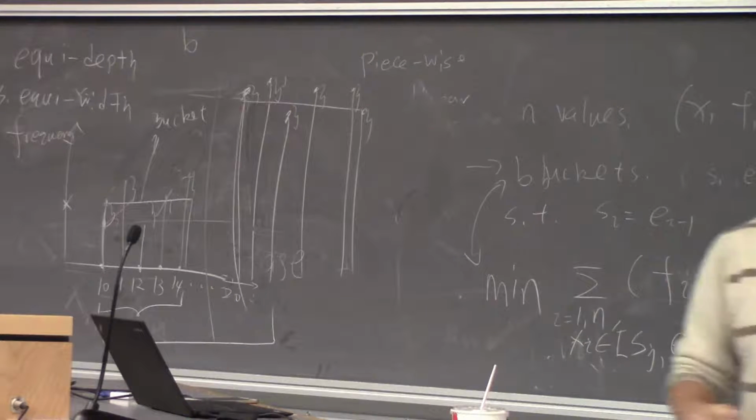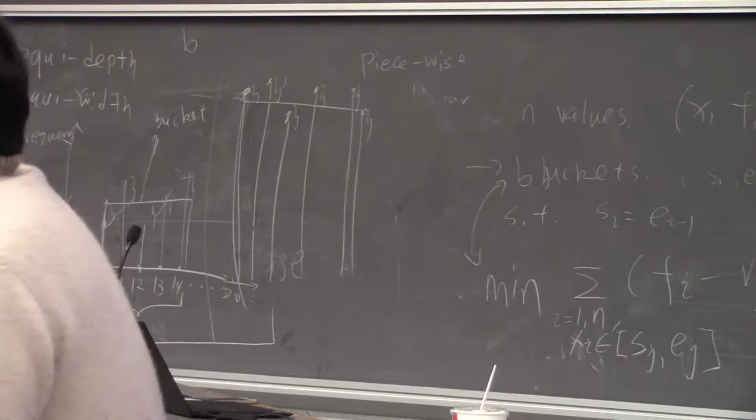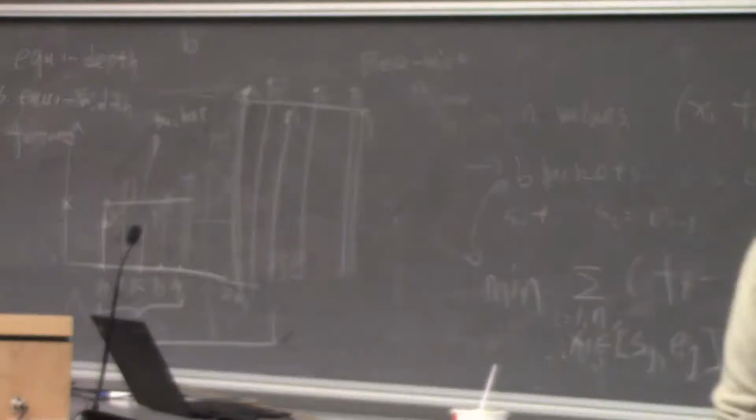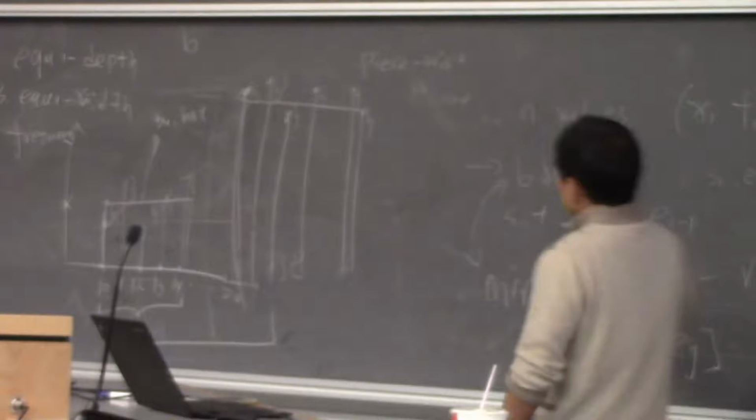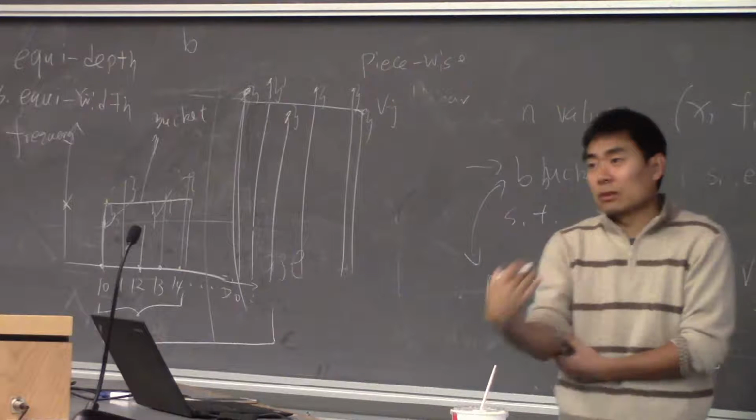So is Vj the average of all the values in the bucket? Sorry? Is Vj the sum of all of them? No, no, Vj is the value for the bucket. Right, so is it the sum of all of them? No. This is Vj. Vj is a variable you need to figure out.